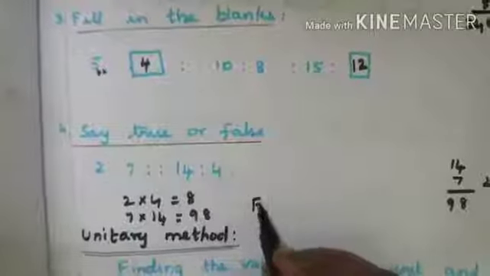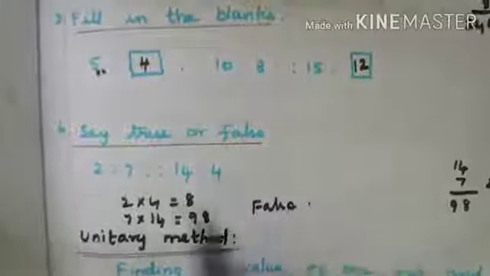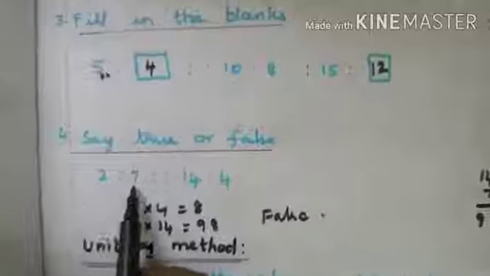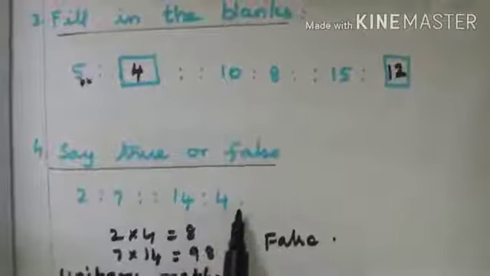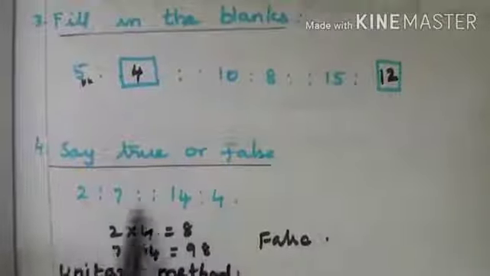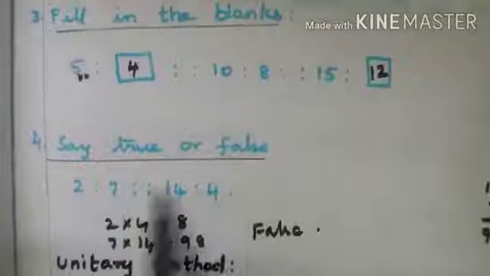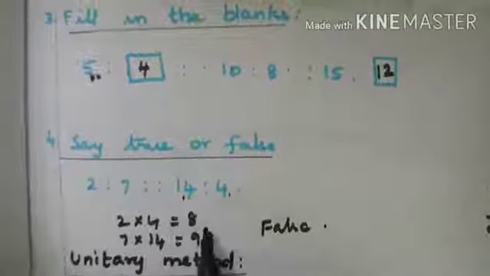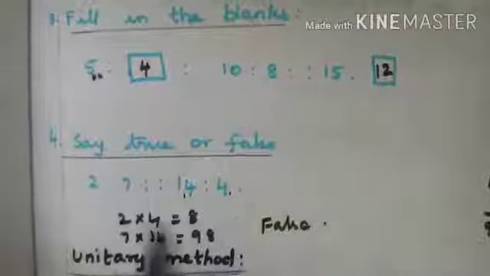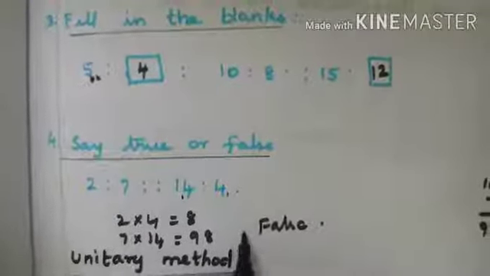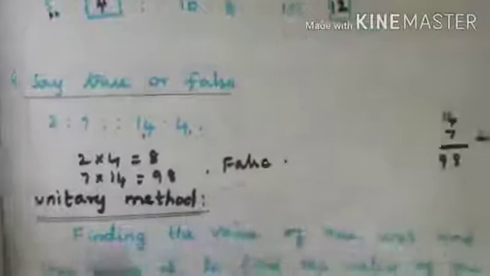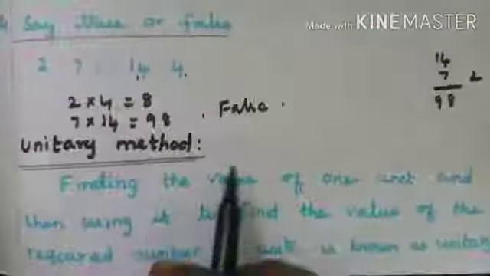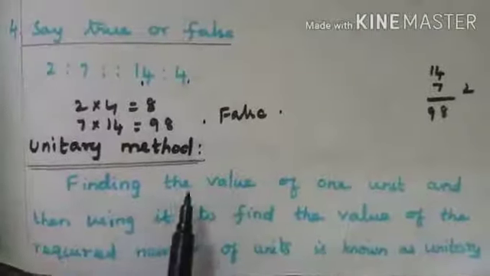Therefore the answer is what? False. If it is given 2 is to 7, here 4 is to 14, that will be correct, isn't it? 2 2s are 4, 7 2s are 14. So here we must get 4 and 14, then that will be correct. But this is not correct. Therefore the answer is false.